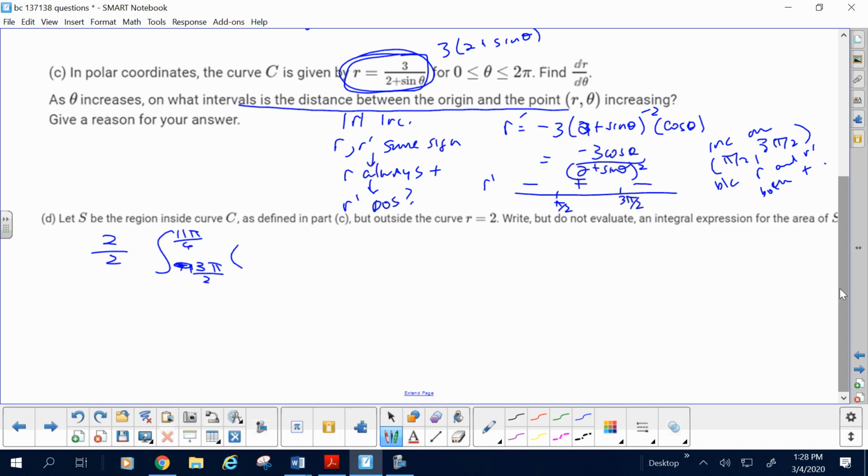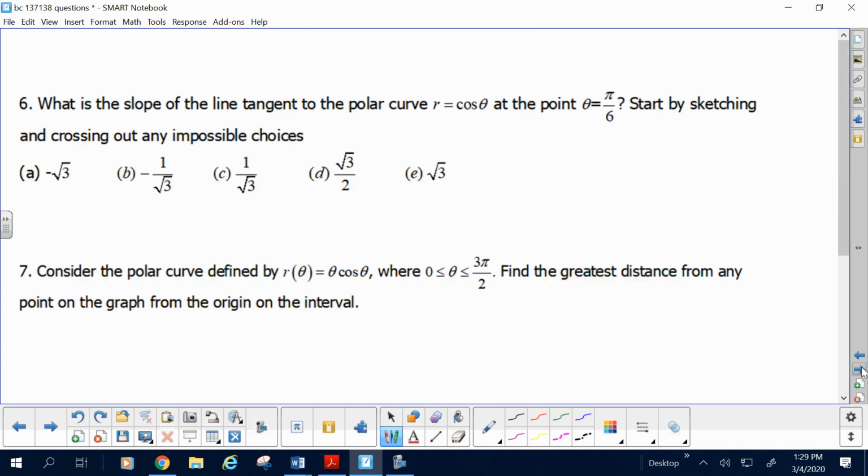So you started at 3 pi over 2 and went to 11 pi over 6. And what is your integrand? Is it outer minus inner all squared, or is it outer squared minus inner squared? Outer squared minus inner squared. What's outer? Is it the funky curve or the 2? Funky curve. And the inner is 2. How'd that go? Studying? Bene, bene, molto bene.